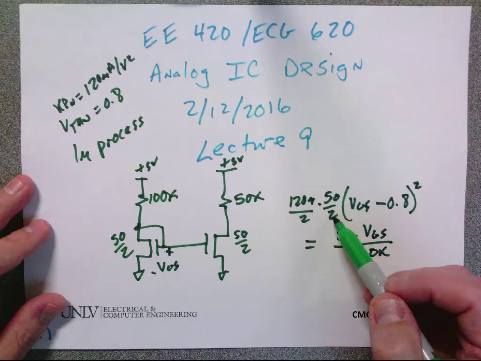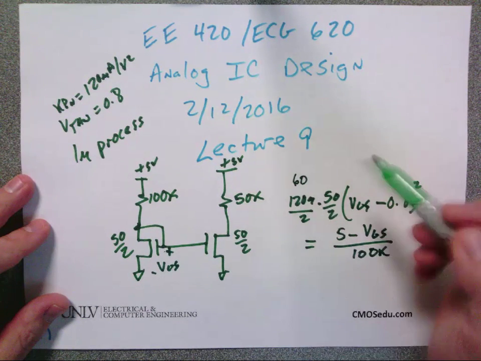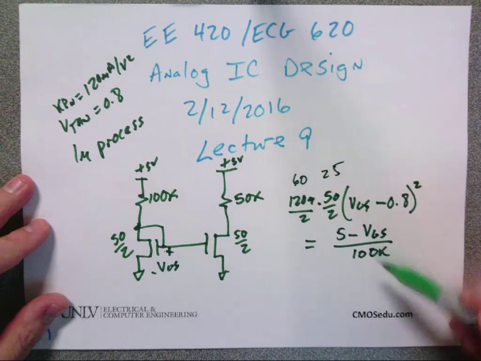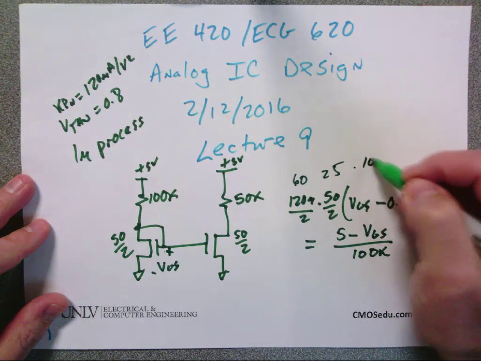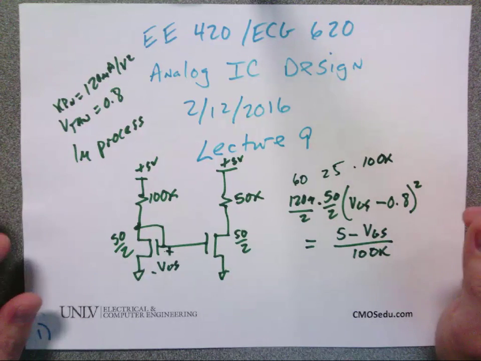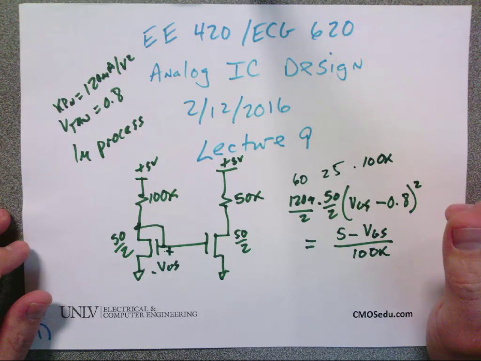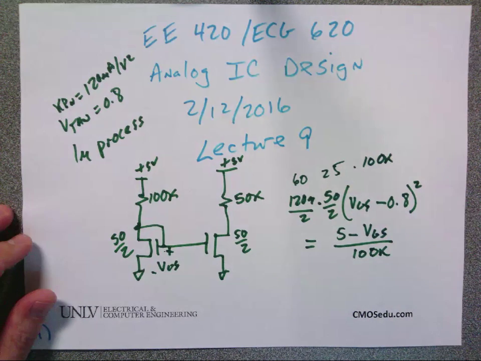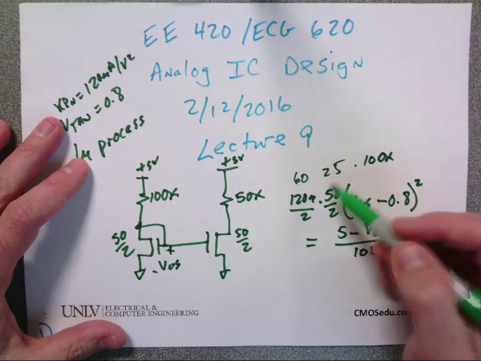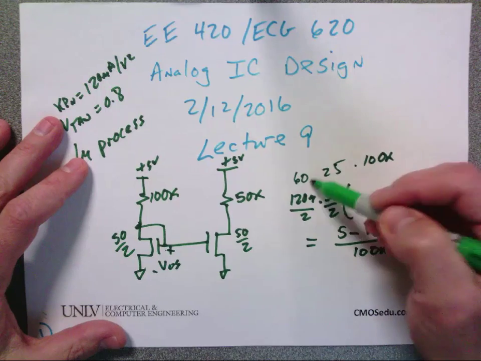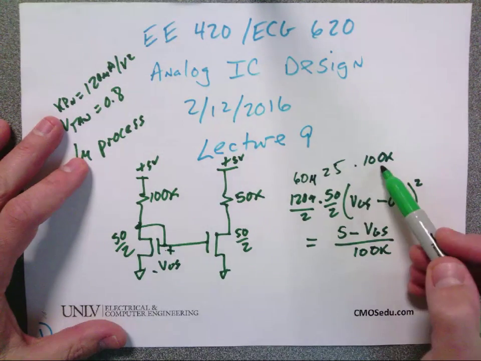So here I've got 60 times 25. Then I'm going to take this bead and slide it up, and that'll be times 100K. And should I get my calculator out, or can I trust someone to calculate? Lito, you're going to be calculating? All right. So what's that equal to? So this is 60 micro times 25 times 100K.